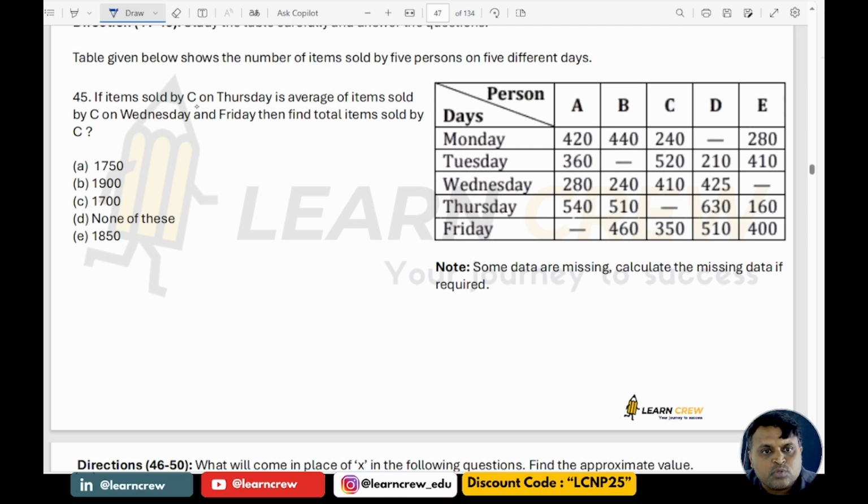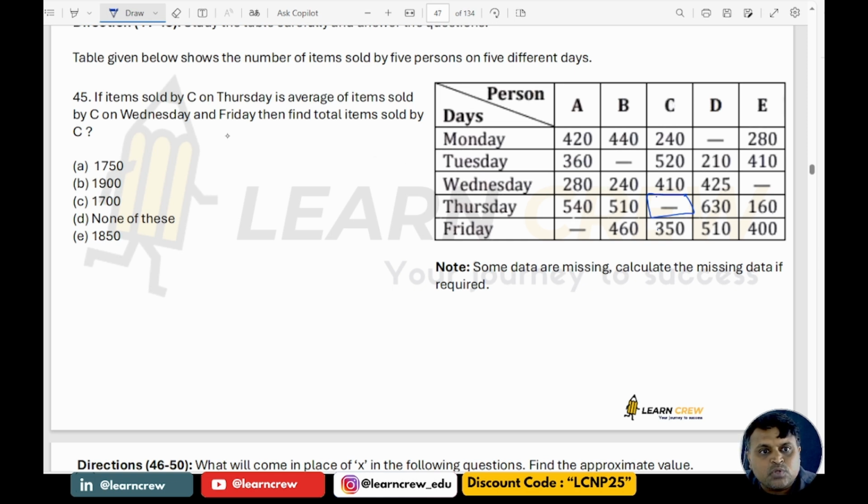If items sold by C on Thursday is the average of items sold by C on Wednesday and Friday, 410 plus 350, 760 by 2. Then find the total items sold by C. If you add everything, 380 plus how much are you going to get here?